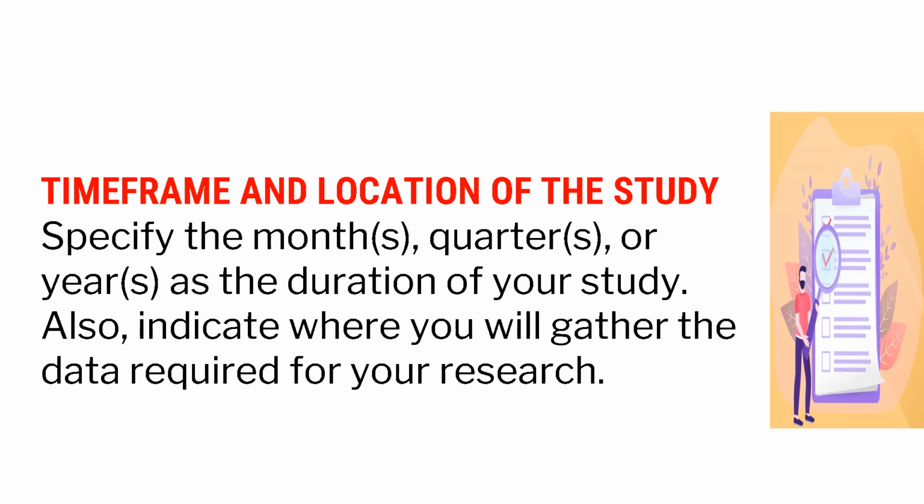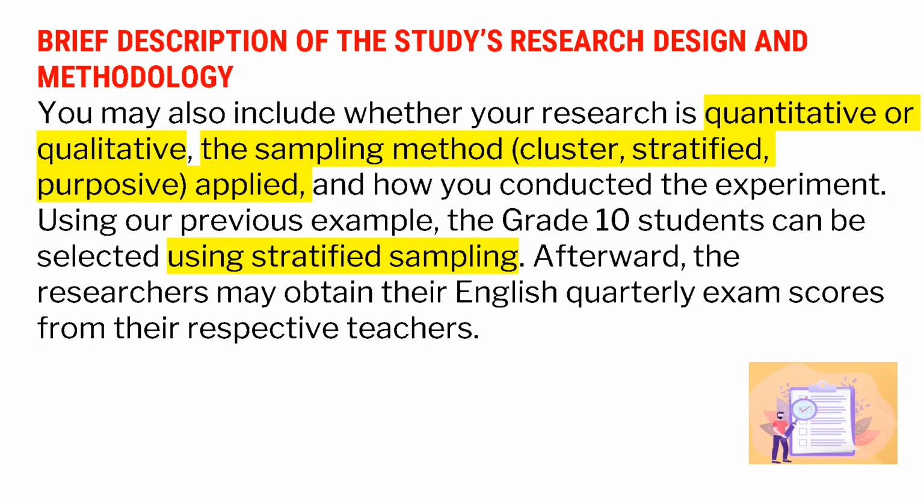The next is the information about time frame and location of the study. Specify the months. For example, it will start on May 20 to June 30, or quarters, first quarter, second quarter, or years 2023 to 2024 as the duration of your study. Also indicate where you will gather the data required for your research.